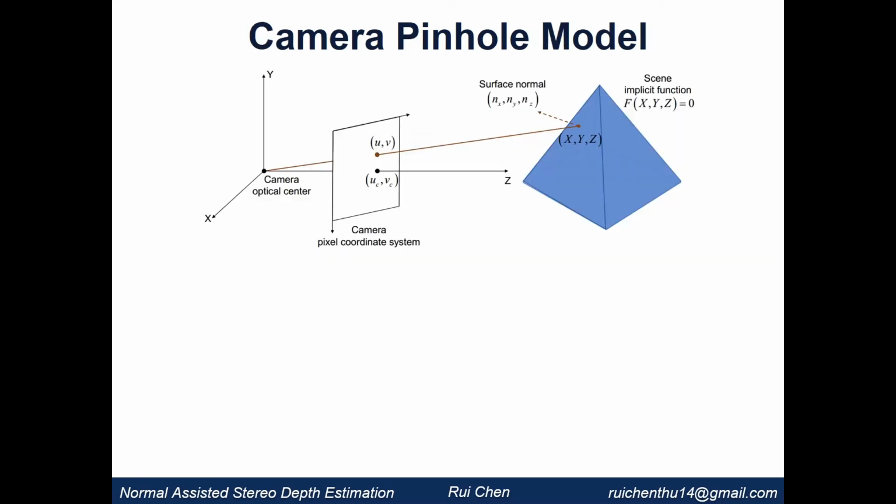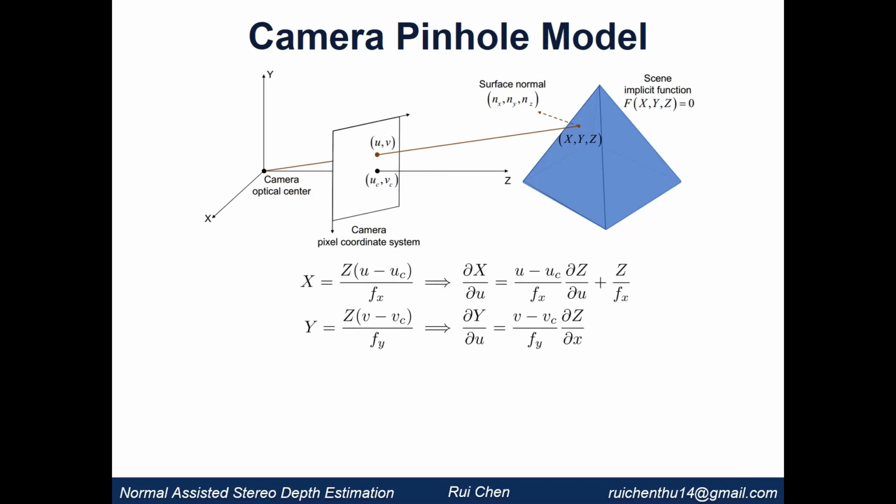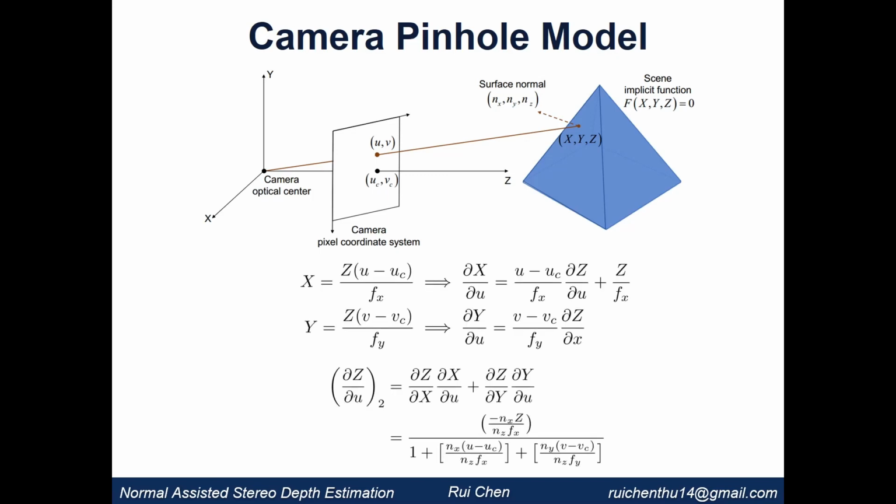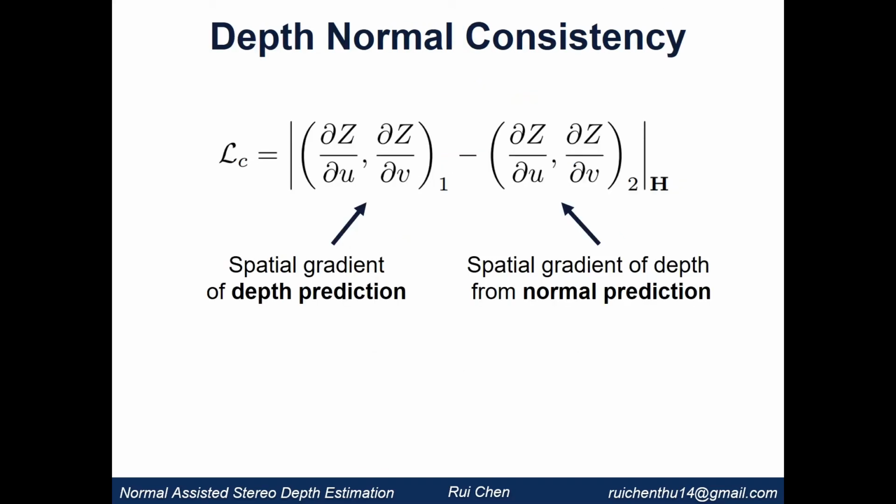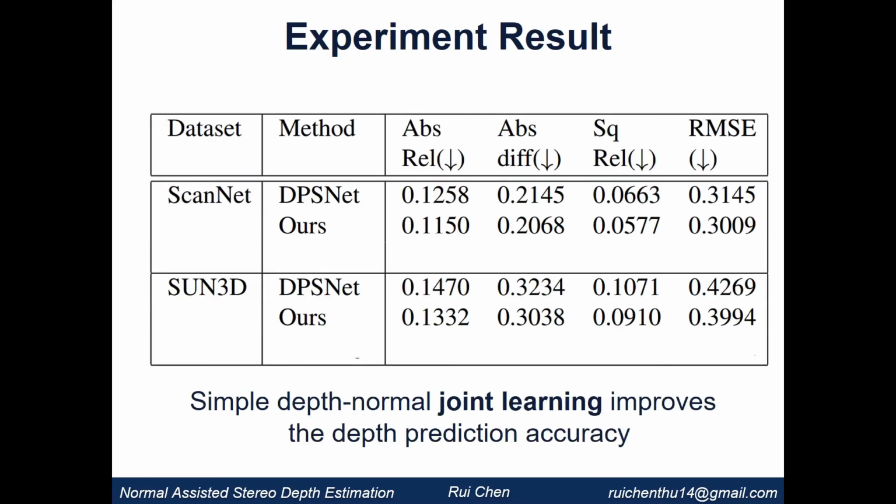After the normal prediction, we aim to force the consistency between depth and normal. Therefore, we use the camera pinhole model here to compute the depth-normal relationship. Then, we use the Hilbert laws to constrain the consistency between the depth prediction and the normal prediction. Now let's see some results.